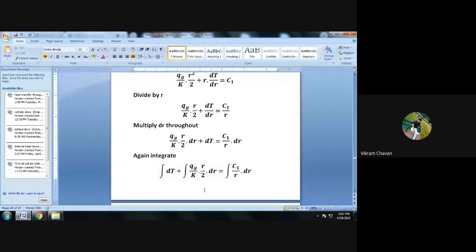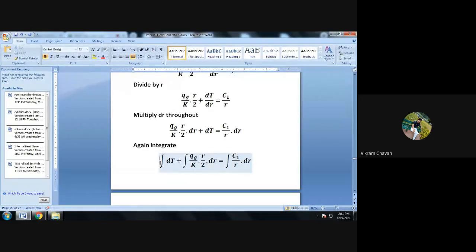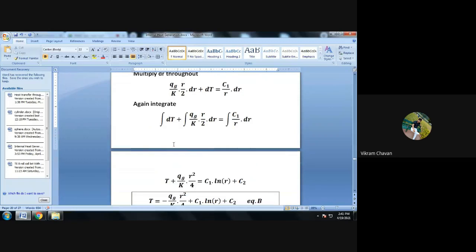So integration of dt will become t. Integration of r by 2 is r square divided by 2, and since r divided by 2 is there initially, it will become r squared divided by 4. Then integration of 1 upon r is ln of r, log r.